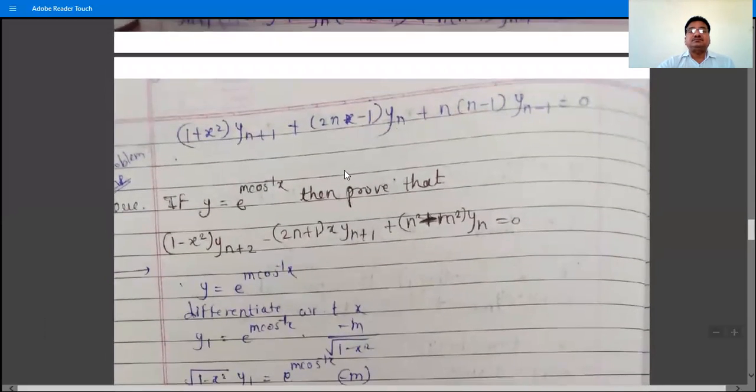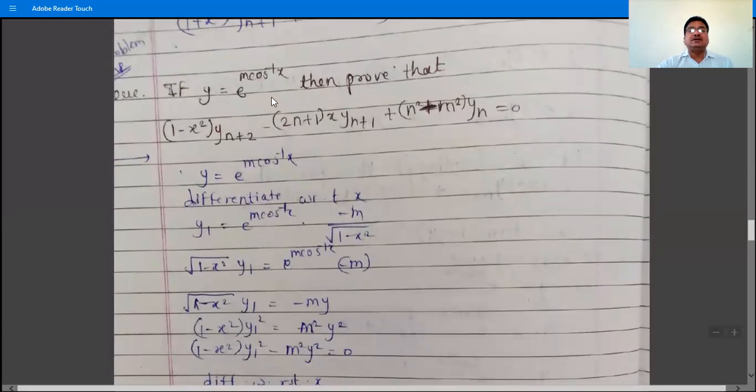So we'll see the remaining problem in the next section. That is, e raised to y is e raised to m cos inverse x.